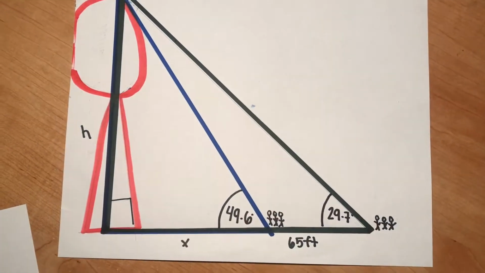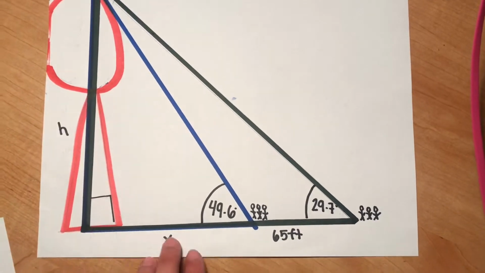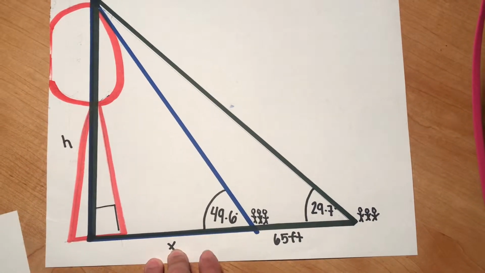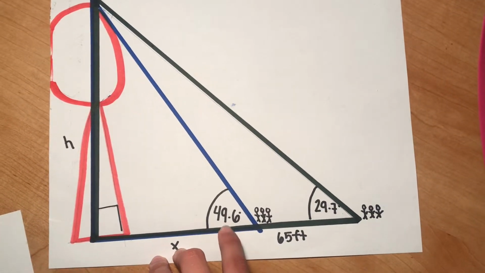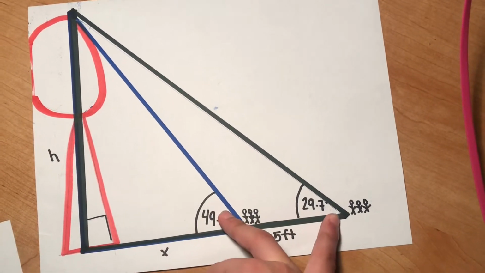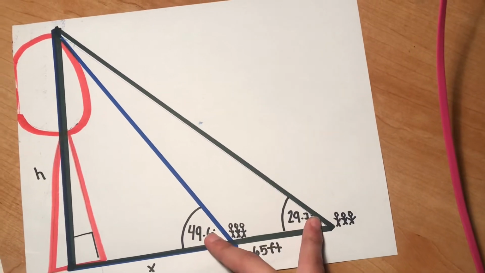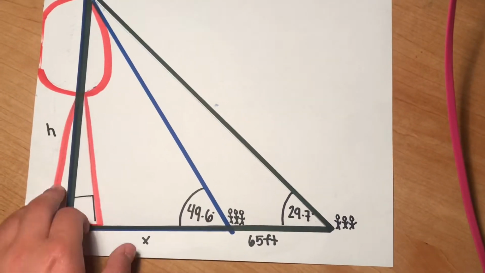Alright, so visually this is how it would look. This would be the Ferris wheel, this would be the height, what we're looking for. This would be the unknown, so we would leave it as x. The angle of elevation right here would be 49.6. And if we step back 65 feet, the angle would be 29.7. So we started here, we would end here. And basically we're trying to find the height.